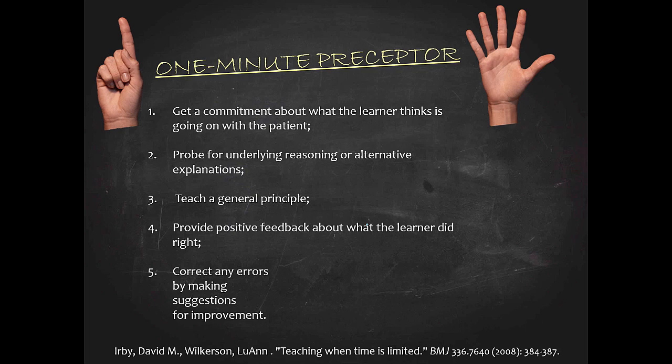Learners who aren't held to a standard of stating what they think is most likely may not realize how much or little they know if the attending immediately takes over and shares their ideas. In the second step, the teacher probes for underlying reasoning or alternative explanations. This step ensures that the learner did not get the right answer for the wrong reason. Both steps 1 and 2 are ways to diagnose a learner, a very important approach taken by skilled educators.